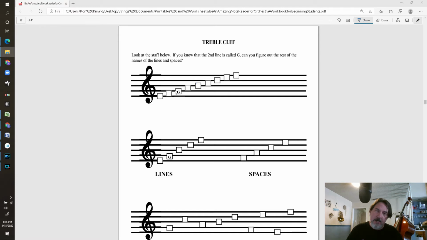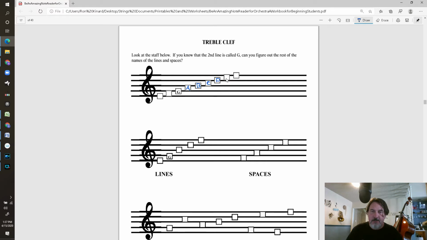Well, since the music alphabet goes from A to G and then starts over, we know that the second space here has to be an A. So we're going to go ahead and fill in an A. So we go from this space up one line. So the next note in our music alphabet would be a B. Now we're going to go from this line to this space. So we go up another note, and that will be a C. We go up one more to this line, and what we get is a D.